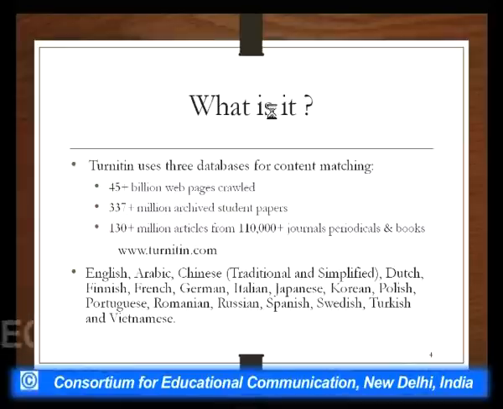What are the databases with which it does text matching? There are 45 billion web pages crawled, more than 337 million archived student papers, and more than 130 million articles from so many journals, periodicals and books. That means once the assignment has been submitted by any student, the Turnitin system matches the text of that particular draft with these many resources available online.